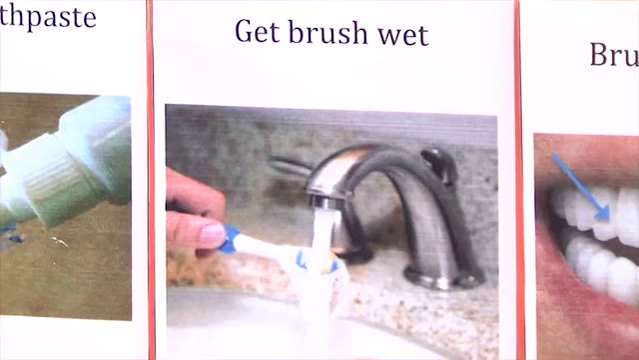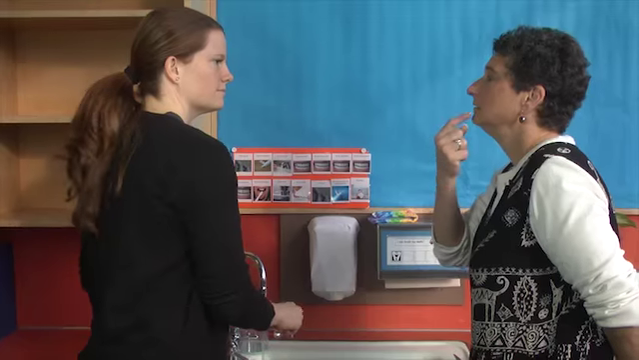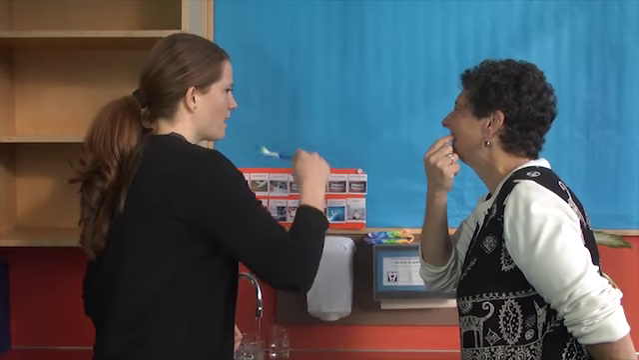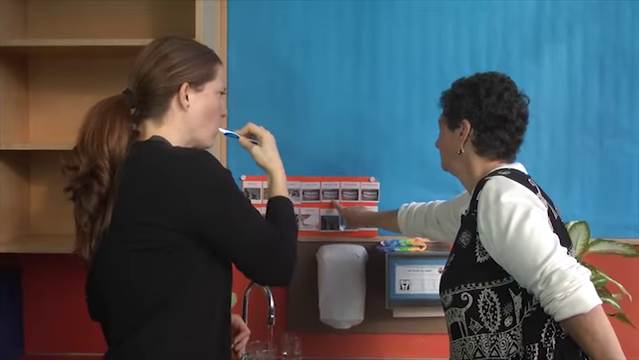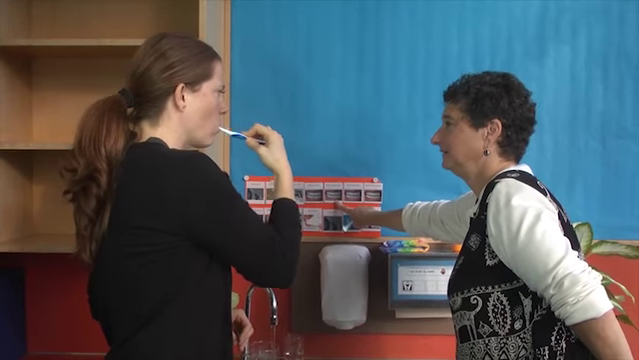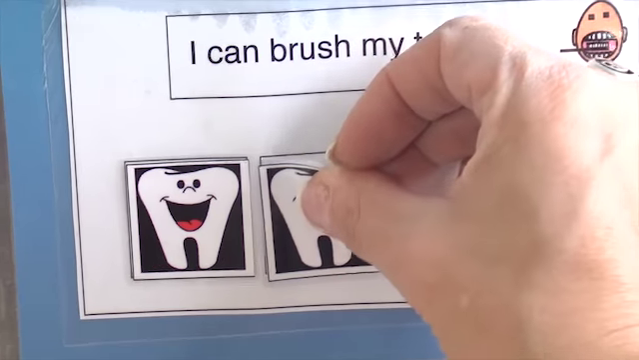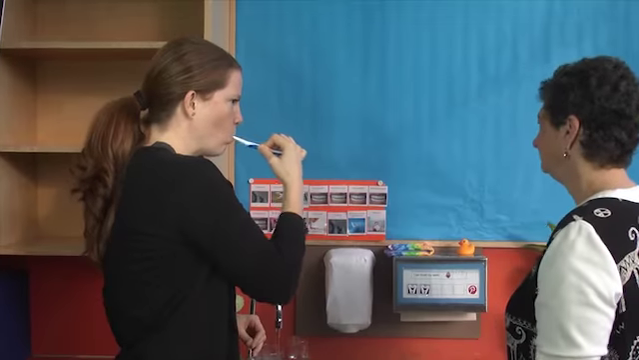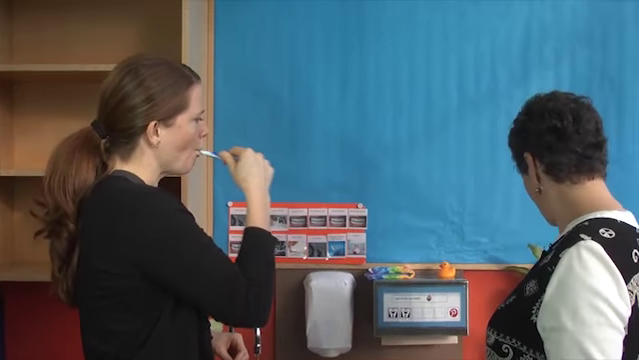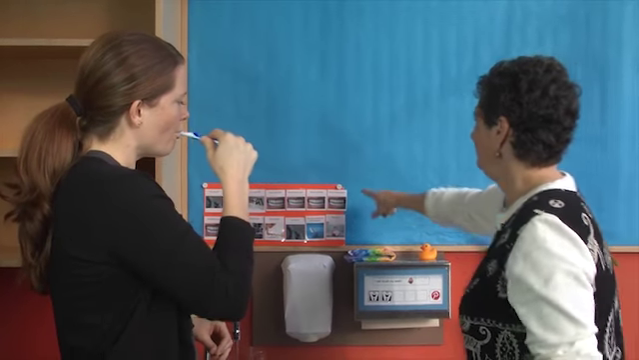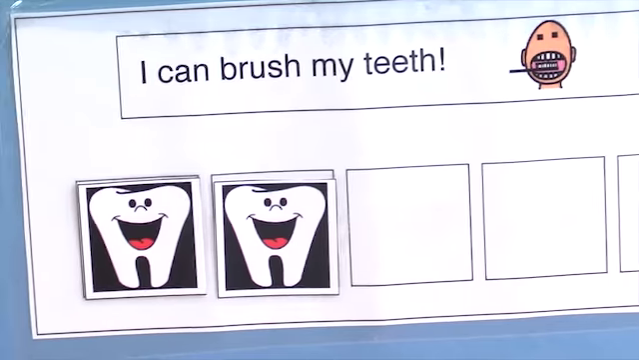Okay. Oh, what's next? Get brush wet. Nice job. Look. Brush top left. Nice job. Bottom. Wow, you are doing such a good job brushing your teeth. You've earned another tooth. Move it to the other side. There you go. Good job. And the bottom. There, good working.